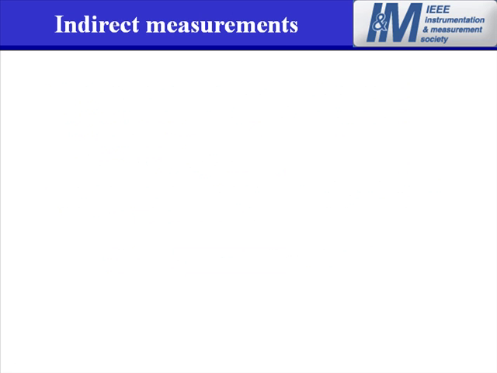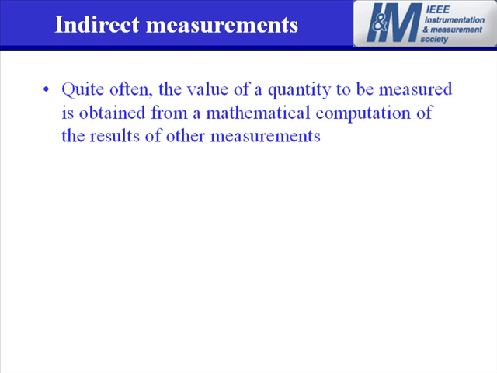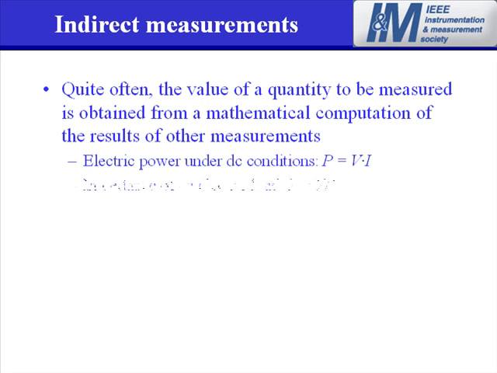So, until now, we have considered only single measurements. However, we shall consider another important problem. Very often, the value of a quantity to be measured is obtained from a mathematical computation of the results of other measurements. Just to mention two simple and frequent examples in the electrical field, this is the case of the electric power under DC conditions and the impedance of an electrical load, as you can see in the slide.